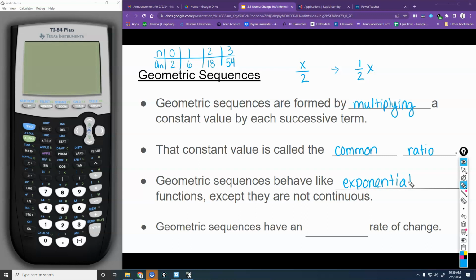Geometric sequences are going to have either an increasing, that's true, they can decrease, right? Yeah, they can decrease. Increasing or decreasing rate of change. Because you can have exponential growth. You can also have exponential decay. So you could see either one for this.